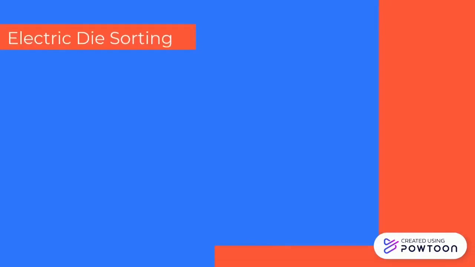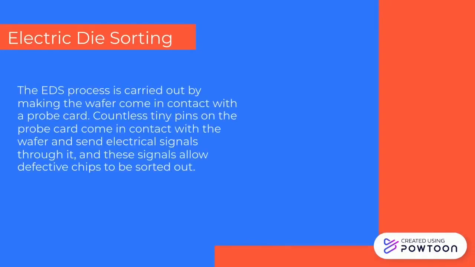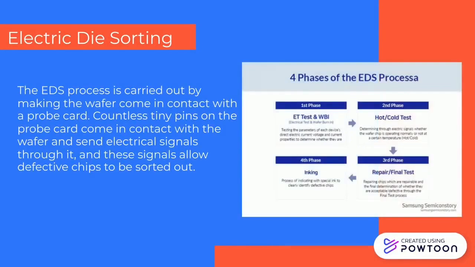And electric die sorting is carried out by making the wafer come in contact with a probe card. Countless tiny pins on the probe card come in contact with the wafer and send electrical signals through it, and these signals allow defective chips to be sorted out.